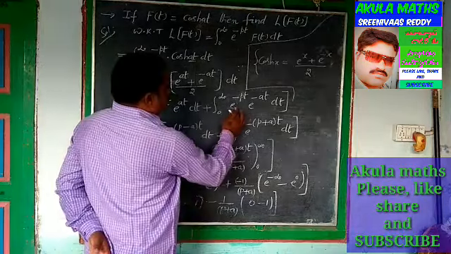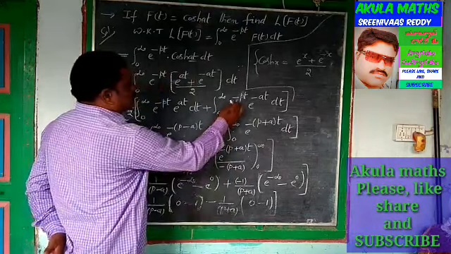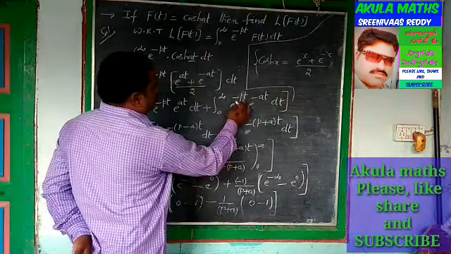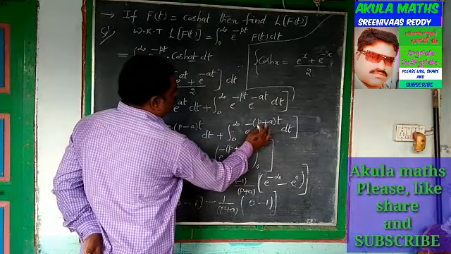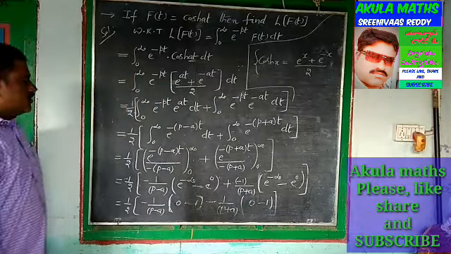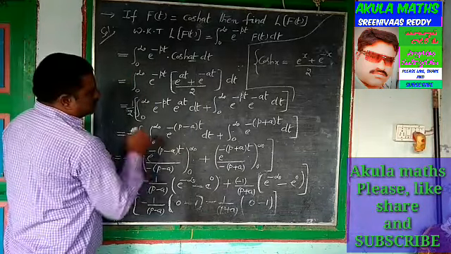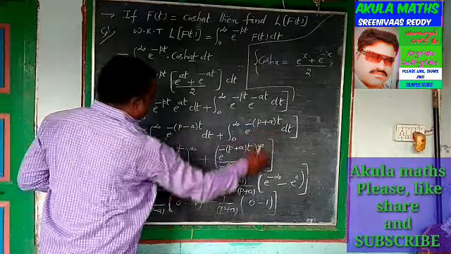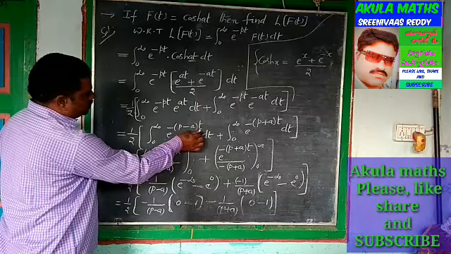So this is also, the bases are equal. Now the exponents are adding: minus pt minus at. Here minus t is common, so minus p plus a into t into dt. So this is in the form of integral e power x into dx, e power x means e power x, where x is this whole expression.